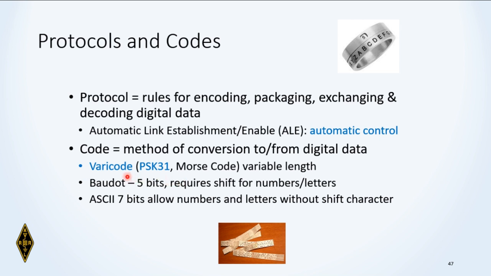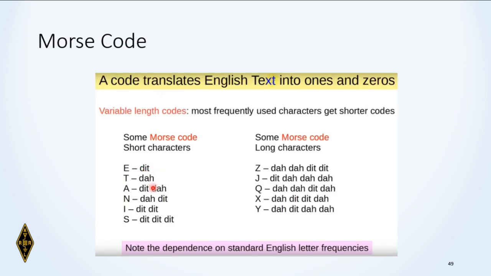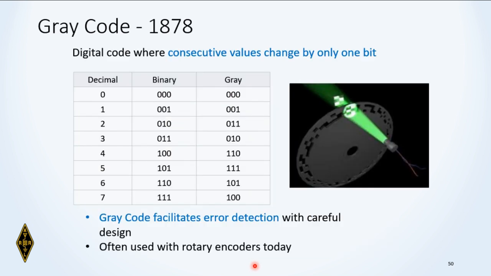PSK31, the uppercase versus lowercase are more or less, uppercase taking more bits. So there's an example. Morse code is a code that translates English into ones and zeros, and we've kind of touched on this already. The short characters are here, the longer ones are here. And it came about by the dependence on standard English letter frequencies, how often they occur in the language.